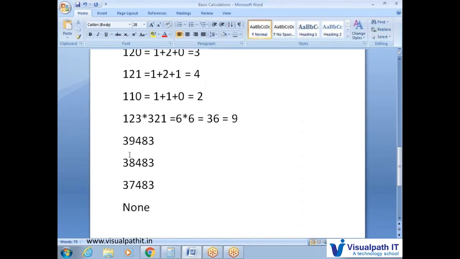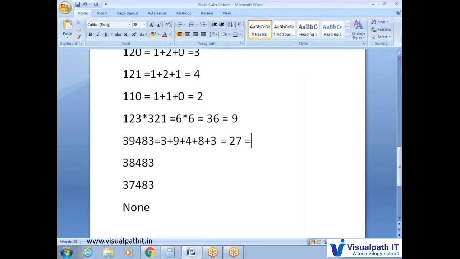Here also, how many digits is the number? Here also a 5-digit number. So first, simplify by converting into a single digit. 3 plus 9 plus 4 plus 8 plus 3. What is the answer? 3 plus 9, 12. 12 plus 4, 16. 16 plus 8, 24. 24 plus 3, 27. 27 is again a double digit number, so again convert into a single digit.